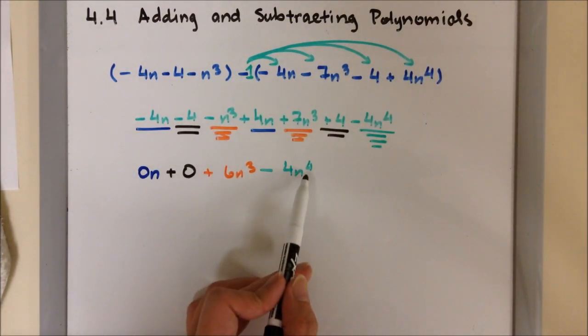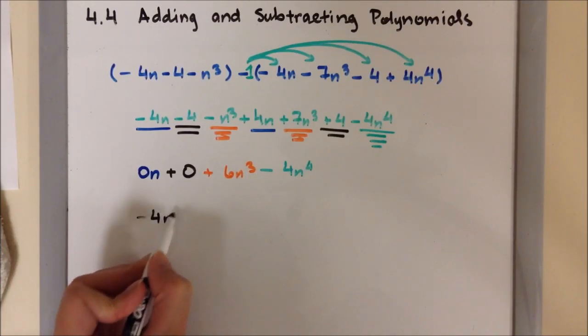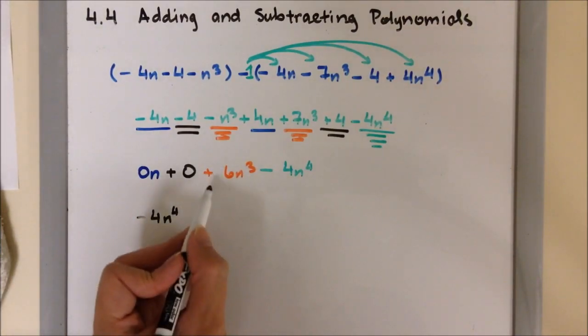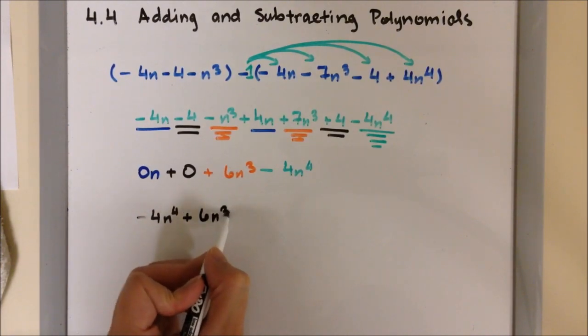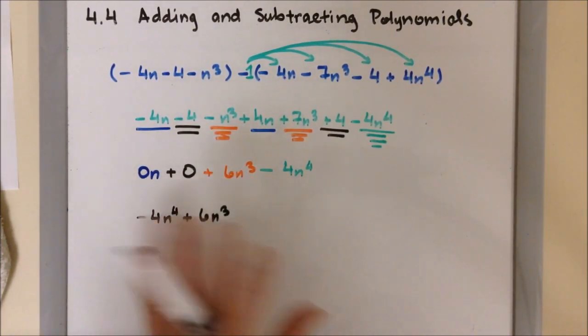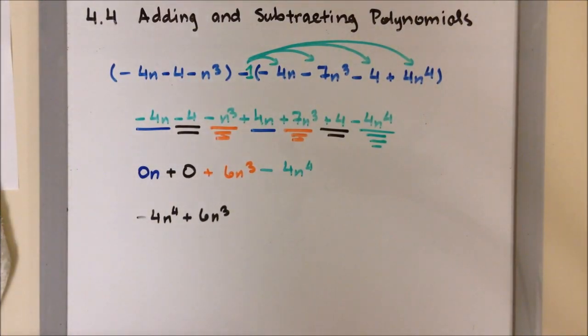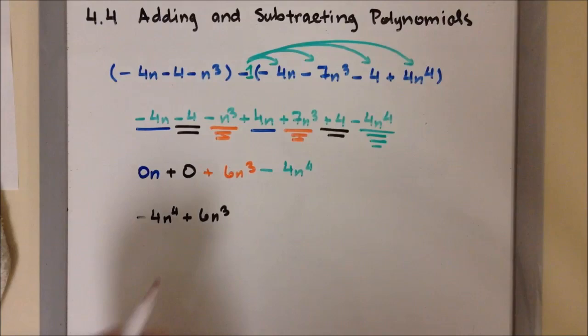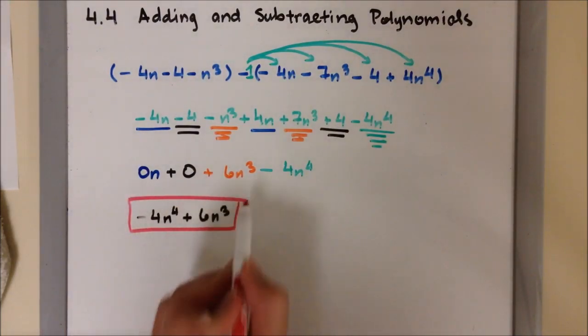The highest is n to the fourth, so I'm going to write negative 4n to the fourth. It's negative because of that minus. And then plus 6n to the third, that's the second highest. Since these two are 0, I'm going to leave them out. And I'm going to box my final answer, which is negative 4n to the fourth plus 6n to the third. And then that's it.